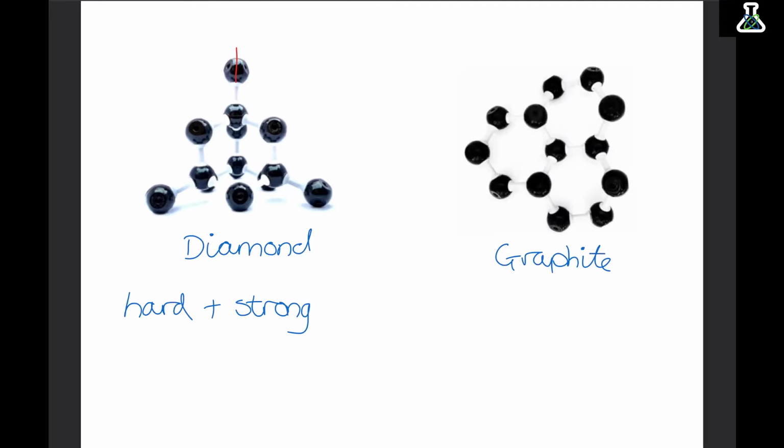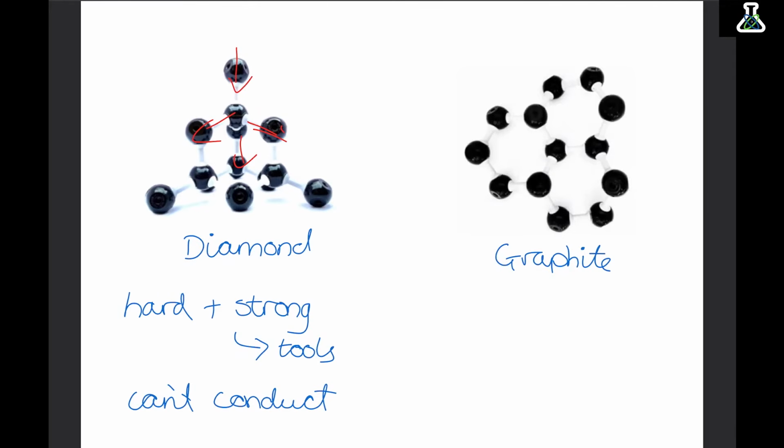Any pressure that's put on one atom is spread evenly across all of the other atoms, and this makes it very useful for lining the edges of tools, as it's a very durable material. However, diamond cannot conduct electricity. And this is because each carbon atom is bonded to 4 other carbon atoms, so there are no free electrons to be able to delocalize and conduct a current.